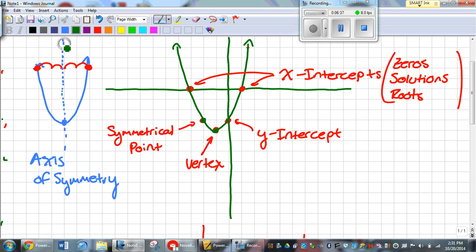It's a vertical line, right? It goes straight up and down. So how do you write an equation of a vertical line? X equals a number. Okay? And now that number is going to change depending on where that line crosses the x-axis.